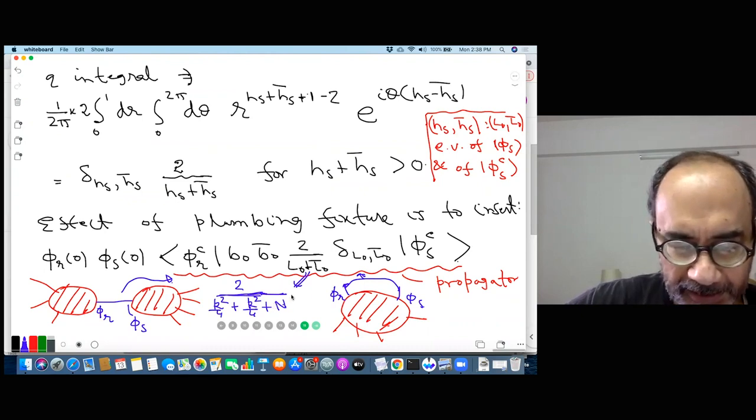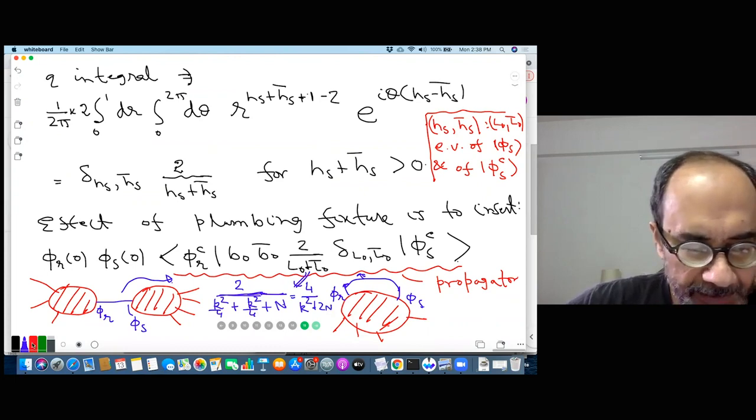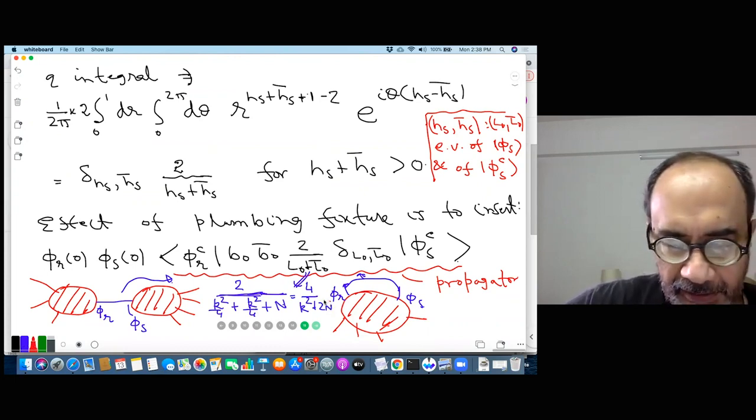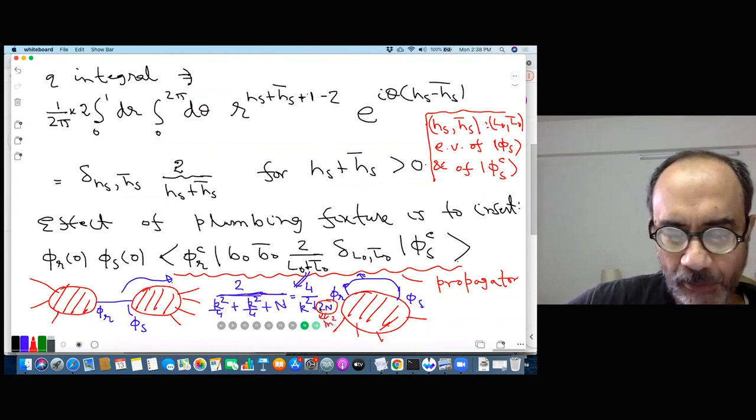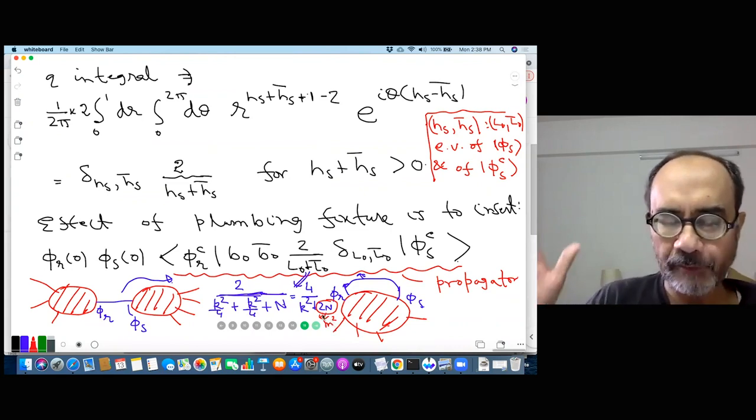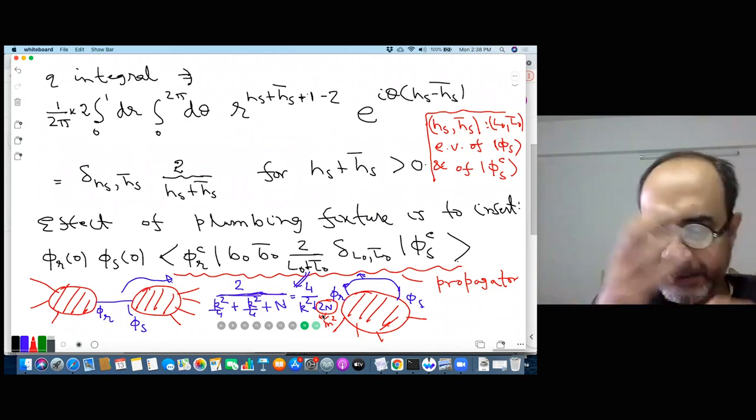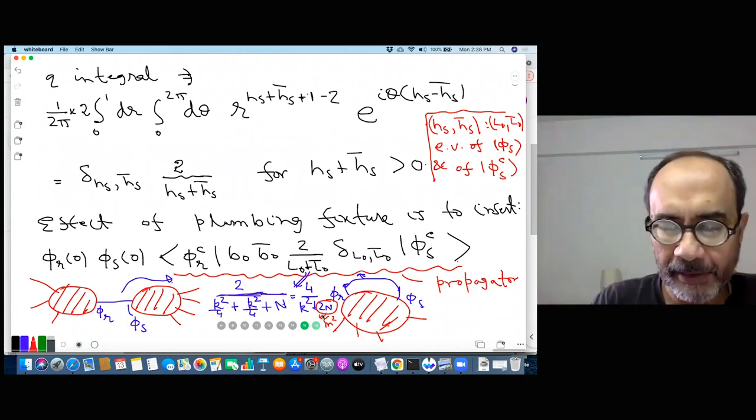So this I can think of as 4 over k square plus 2n, since this is k square by 2 plus n. And then this 2n effectively is behaving as mass square. So this is like the 1 over k square plus m square, except that of course m is not fixed. There is a whole tower of m because n can take different integer values.